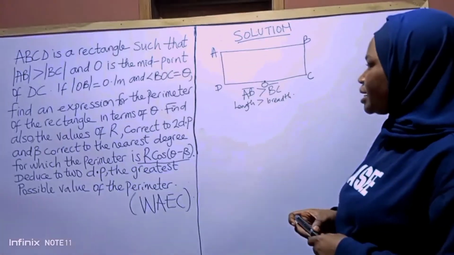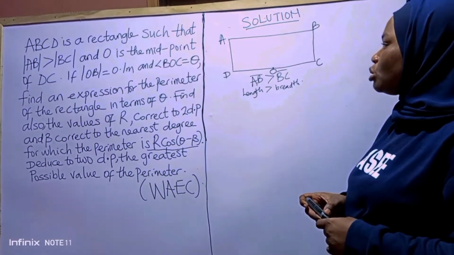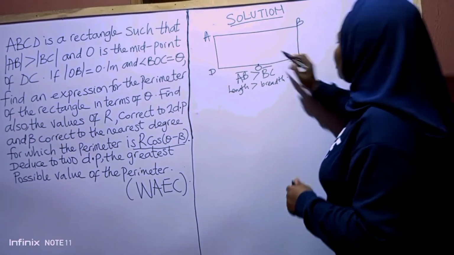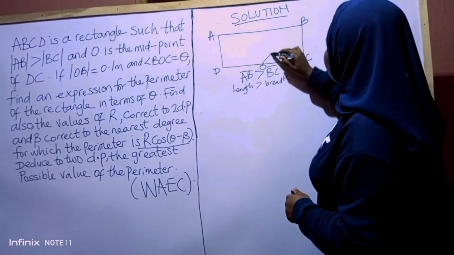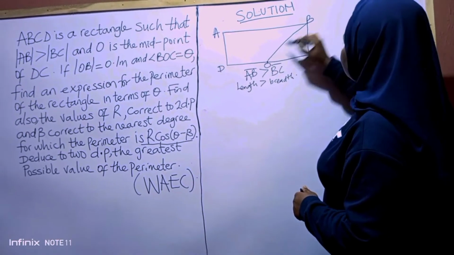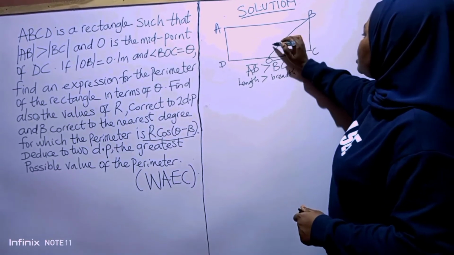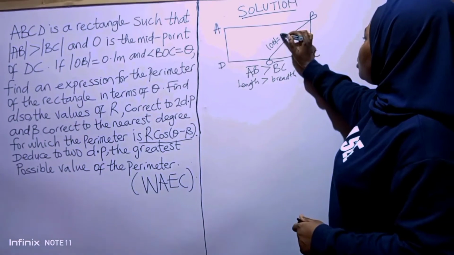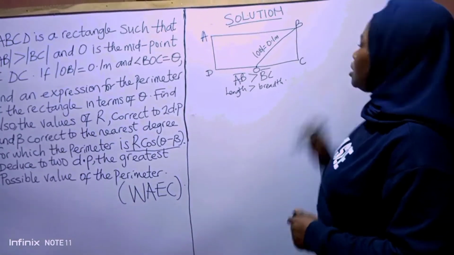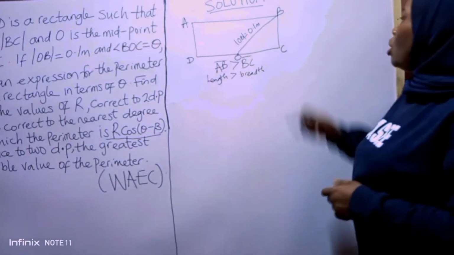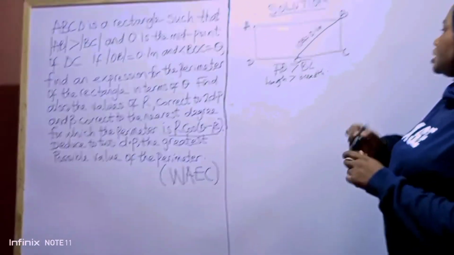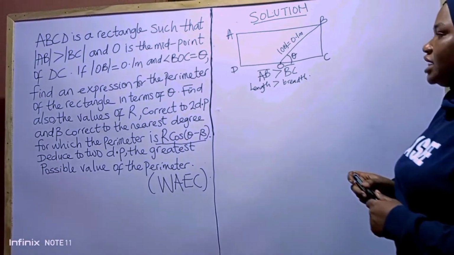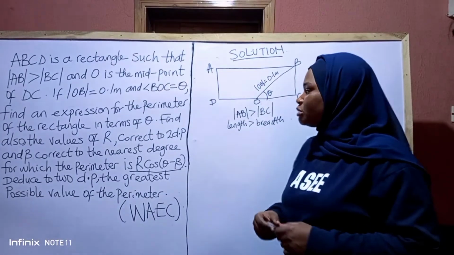If OB is 0.1 meter, this is O, this is B. So we have to join the 2 points together. So this is line OB, and it's given as 0.1 meter. And angle BOC is theta. So this is theta. Find an expression for the perimeter of the rectangle in terms of theta.